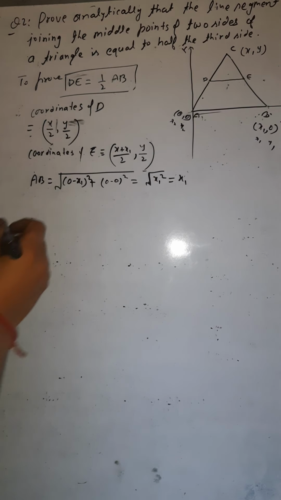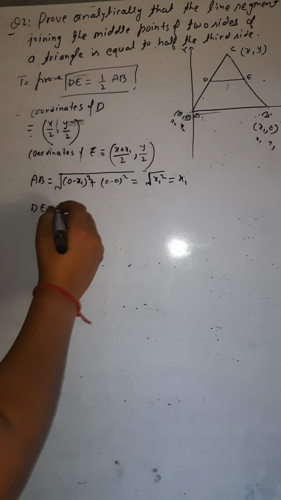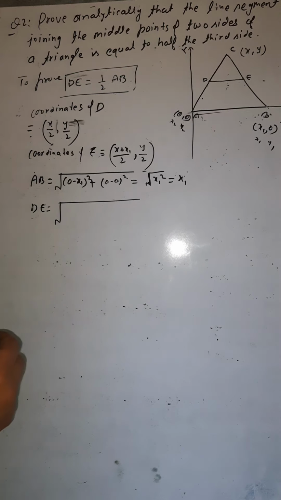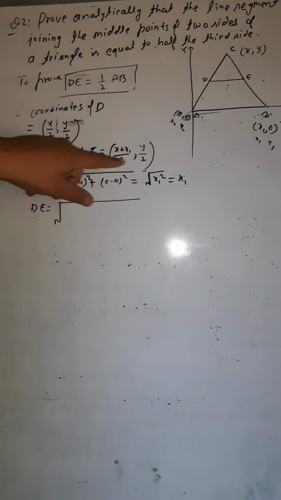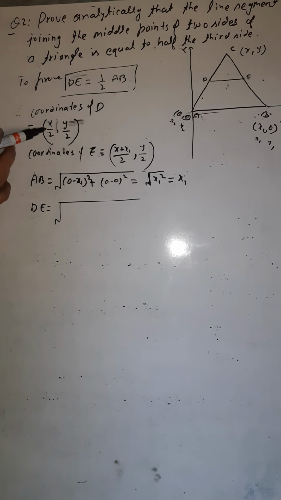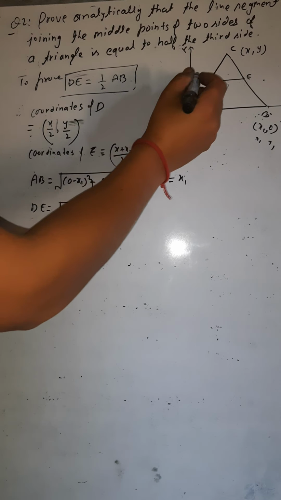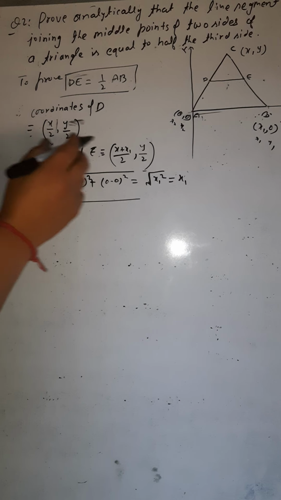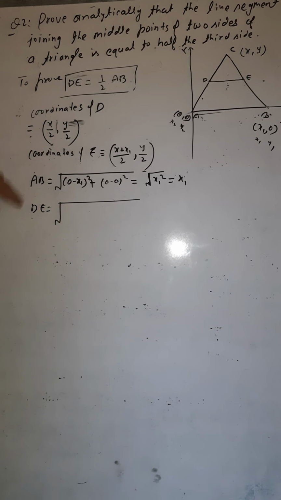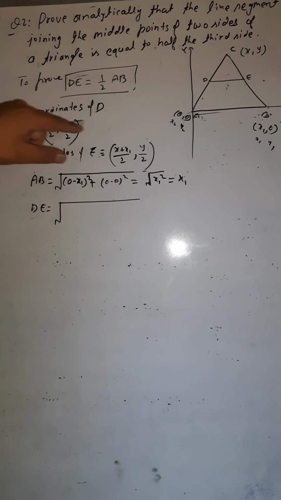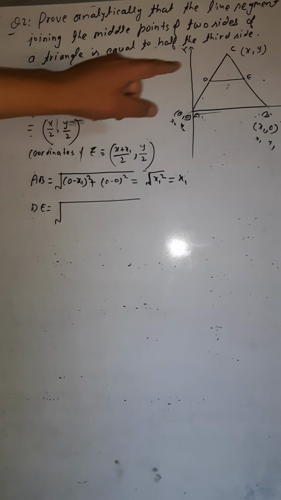Now we have to find the distance DE. Can you tell me the distance DE using the distance formula? D coordinates are these and E coordinates are these. Let's say this is x2, y2 and x1, y1. The distance formula is x2 minus x1 whole square plus y2 minus y1 whole square, for the coordinates of D and E.